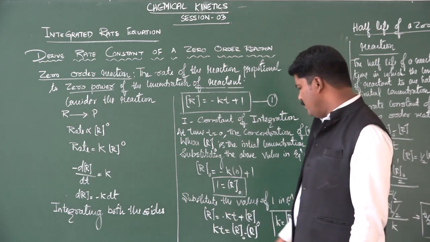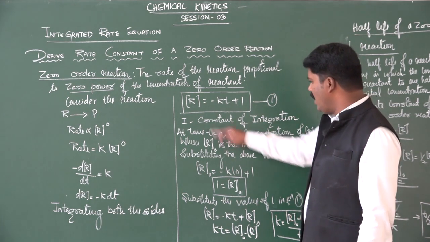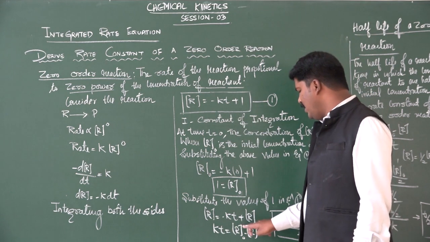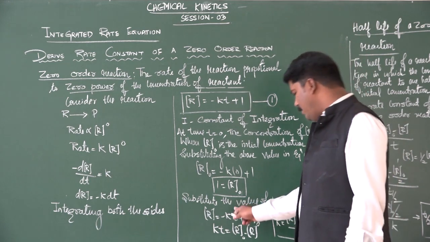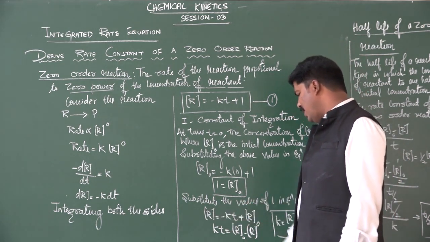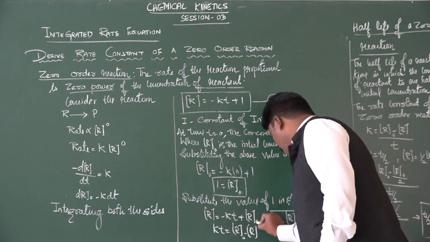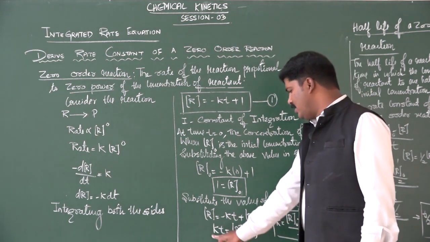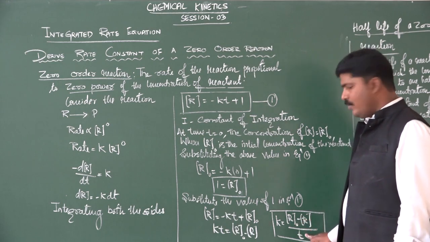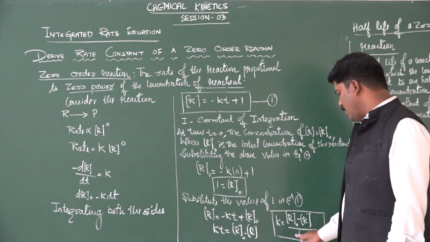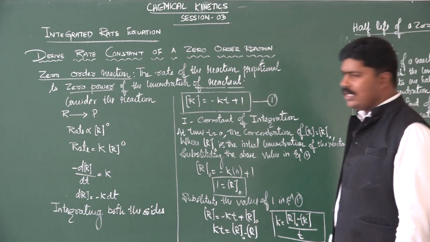Further, we substitute the value of I in equation 1. R is equal to minus Kt plus R naught, with the value of I being R naught. Now transposing, minus Kt becomes Kt and R becomes minus R. We want to derive the rate constant K. So K is equal to R naught minus R by t, where R naught is the initial concentration and R is the concentration at time t. This is the derivation of the rate constant of a zero order reaction.